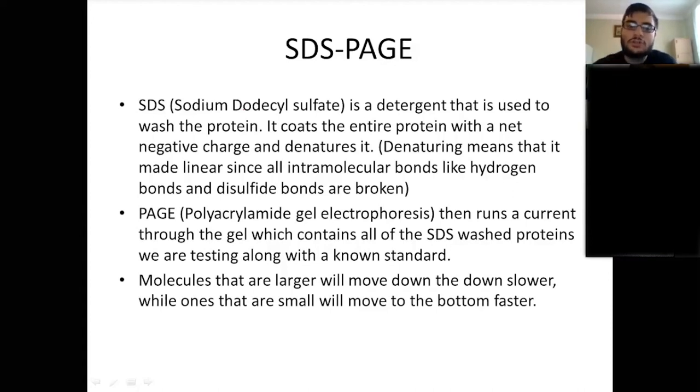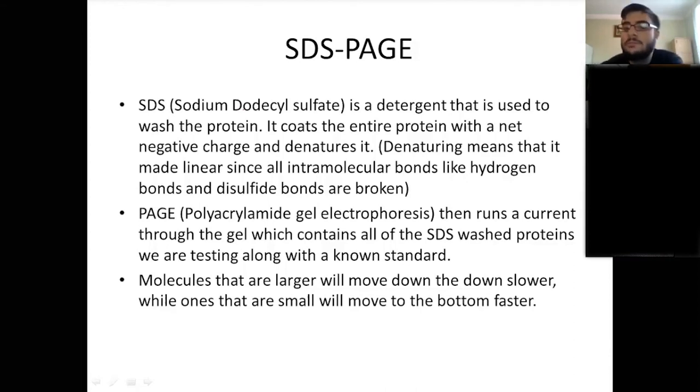It's harder to do a regular PAGE experiment, polyacrylamide gel electrophoresis, because a basic PAGE experiment separates them based off both size and charge. So it's two variables, which is not as good. If you coat everything with a negative charge, then it removes one variable because you're setting it all equal. So really, it only separates now by size when you run SDS-PAGE, when you treat the protein with SDS first and then run the PAGE experiment.